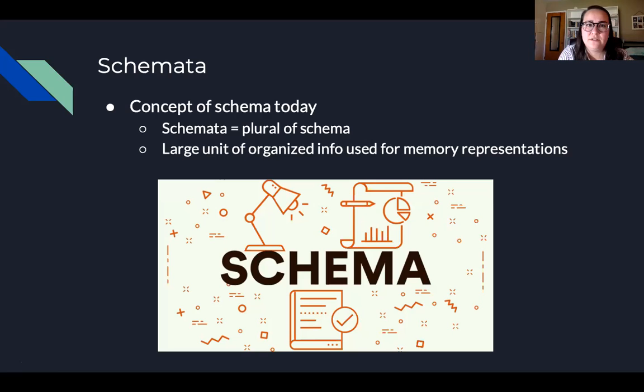I don't know why we don't just use schemas, but schemata, they incorporate both general knowledge about the world and also specific information for particular events. And so a schema is really just this large unit of organized information that is used for our memory representations and sort of gets pulled into our everyday experiences. So I'm going to talk a little bit more about schemata.